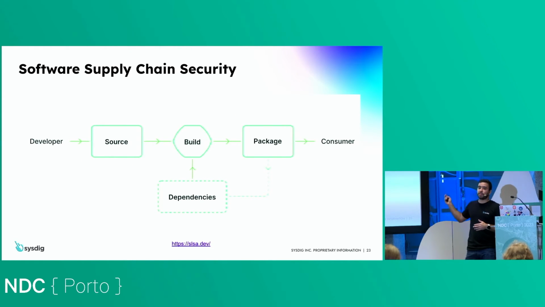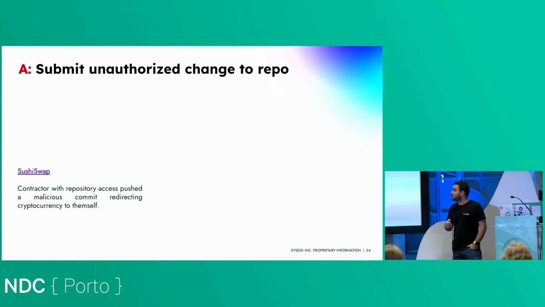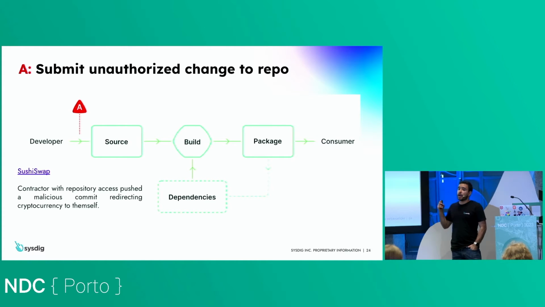This is a simplified view of that one. It's actually from SLSA. Basically, the developer creates source code, which goes into the build, then into the package, and finally we're going to consume it. And of course, we have dependencies in there. Now we're going to go step by step into the different attack vectors that we have here.